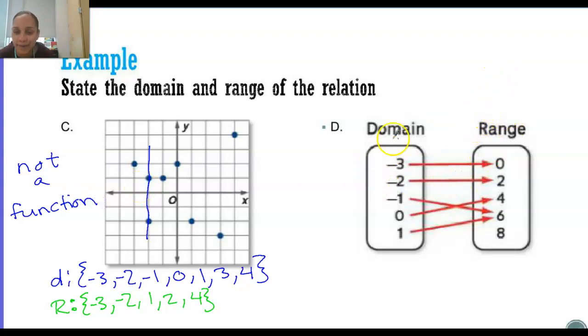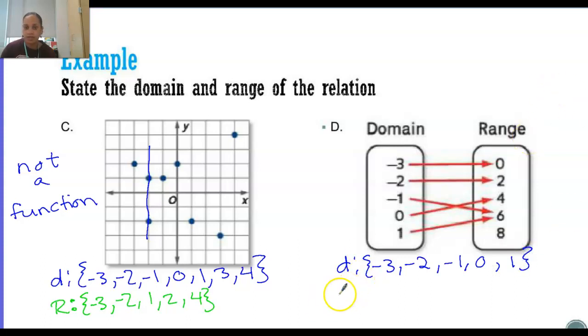All right, for the domain and range on a mapping, these are pretty nice because they're listed straightforward. So my domain would be these x values, and none of them are repeating. If they were repeating, the arrow would kind of split into 2 arrows. So -3, -2, -1, 0, and 1.